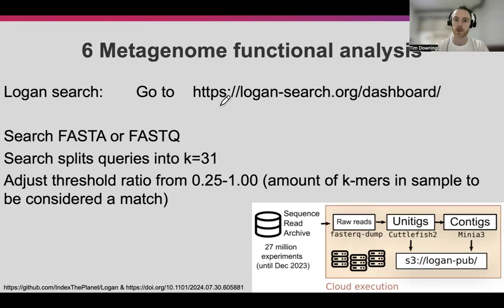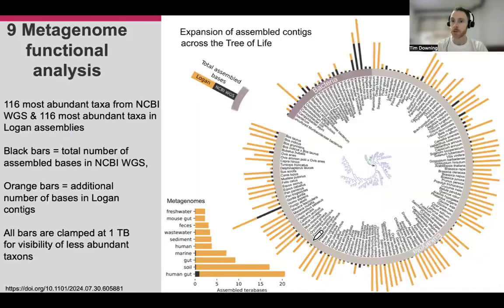So what we're going to do is go to the Logan search website. We're going to search a FASTA query, though it can't take a sequence from a FASTA library. It uses a k-mer length of 31 for the search, and you can adjust the stringency threshold to restrict how many k-mers are needed in a sample to have a match. So that means you can basically take your query of interest and get more information on that and the different matches. And this spans right across the tree of life.